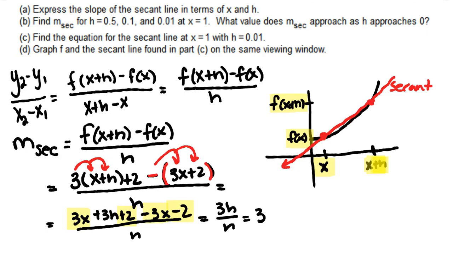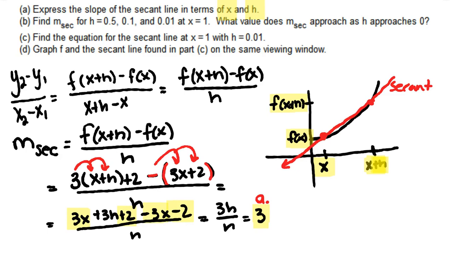Now the reason why the x and the h canceled out in our expression is because our function is a linear function. F of x equals 3x plus 2. If we were to use another function that wasn't a linear function, the slope of our secant line would have the variables x and h in it. So this is the answer for part A. The slope of our secant line in terms of x and h is 3.